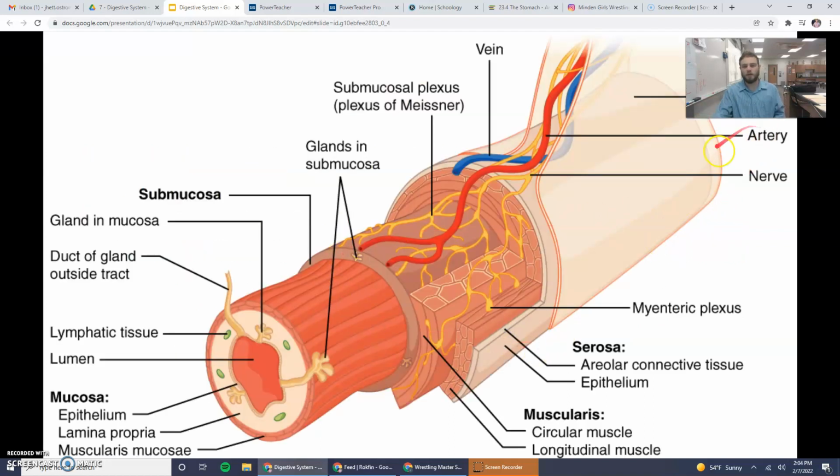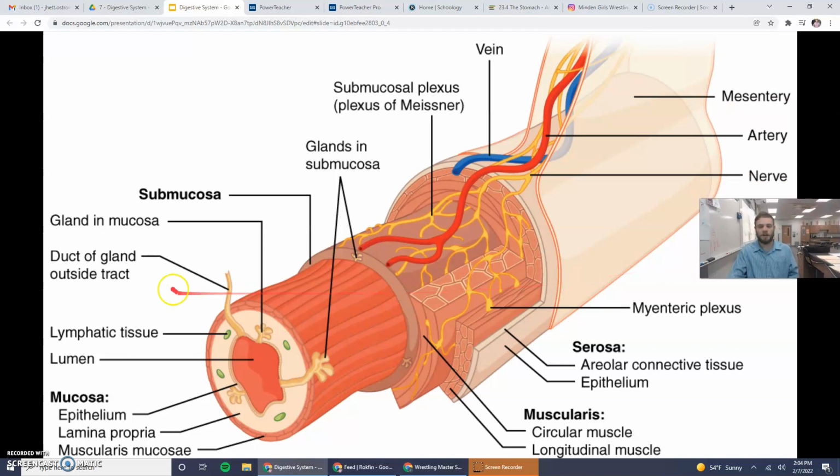So here's a diagram you can see here. I'll move myself out of the way. You can see that lumen in the center, the mucosa, and then the submucosa. Then you get the muscularis layer where they're going to have the 2 layers. You can see the circular and the longitudinal muscle. And then you get to the serosa, which is going to be connecting everything around it.